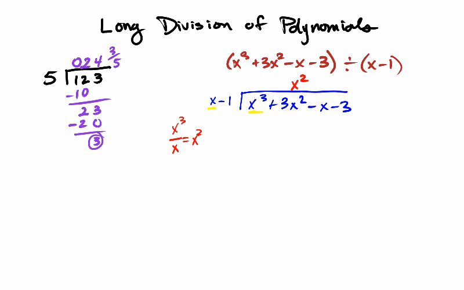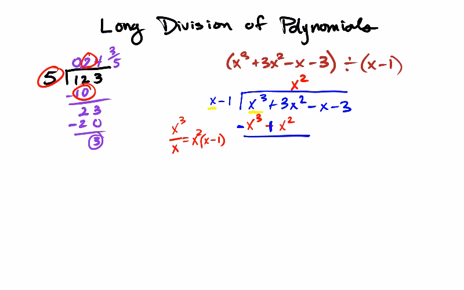Then, like over here, when I had 2 and I multiplied by 5 to get 10, I'm going to do the same. I'm going to take x squared and multiply by x minus 1 to see what needs to go underneath the polynomial. And so x squared times x is x cubed, and then x squared times negative 1 is negative x squared. Then normally we would subtract down, but since it's polynomials, my suggestion to everybody is always to change the signs and add down, because adding the opposite is the same as subtracting.